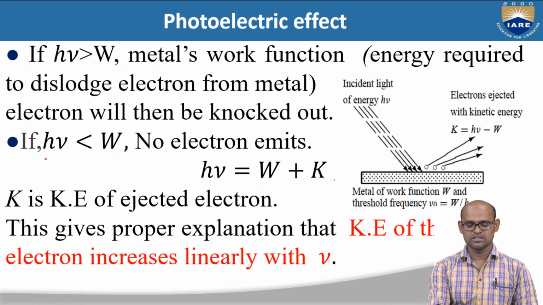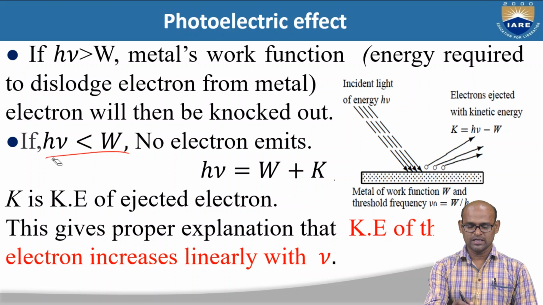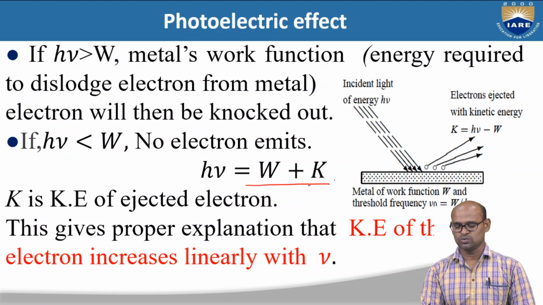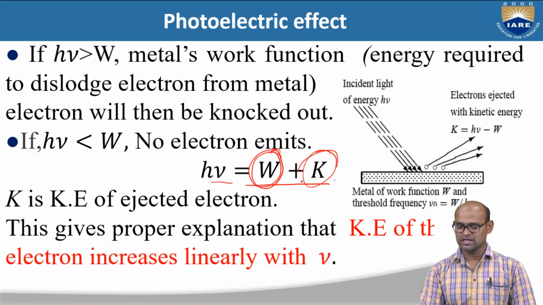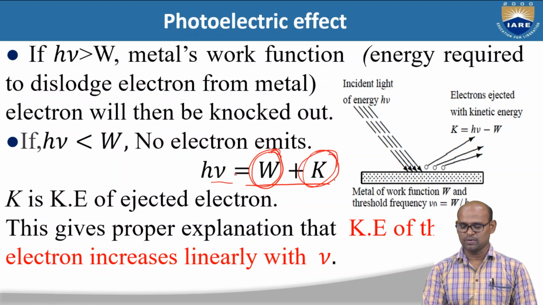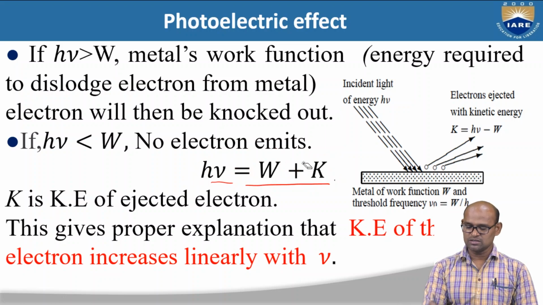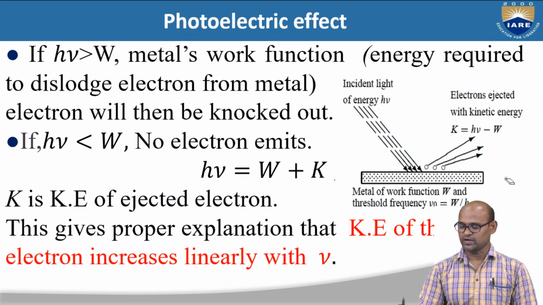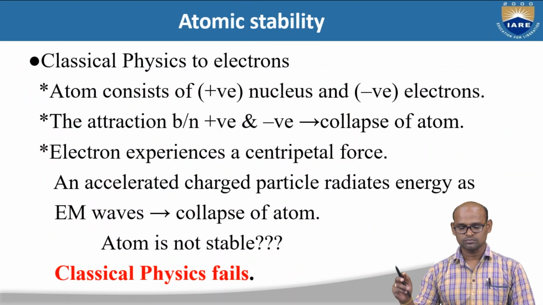If the energy of the photon is less than the work function, electrons are not ejected. The total energy of the photon is used in two ways. Some of the energy is used as the work function, and the remaining energy is used for the kinetic energy. That is why the kinetic energy of the ejected electrons is linearly proportional to the frequency of the incident radiation. Einstein successfully explained the photoelectric effect observed by Hertz, for which he was awarded the Nobel Prize.